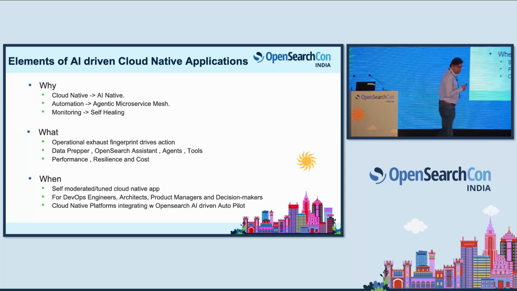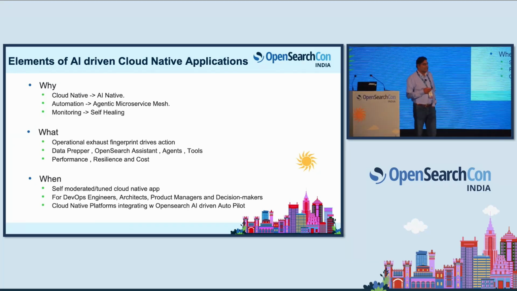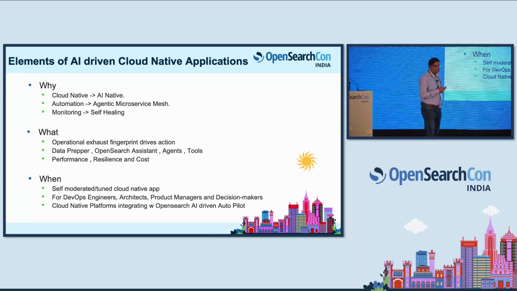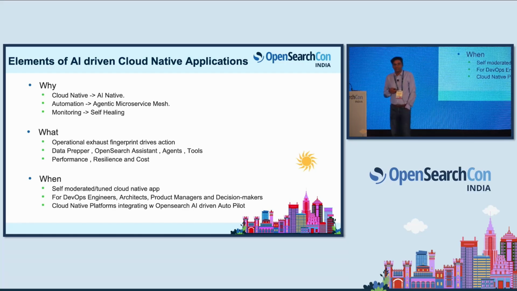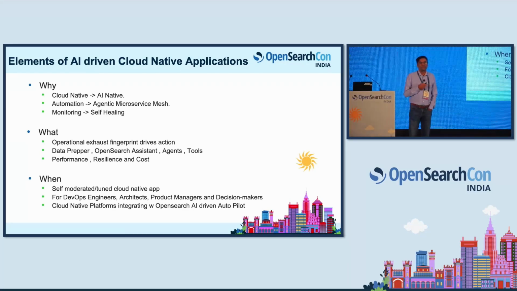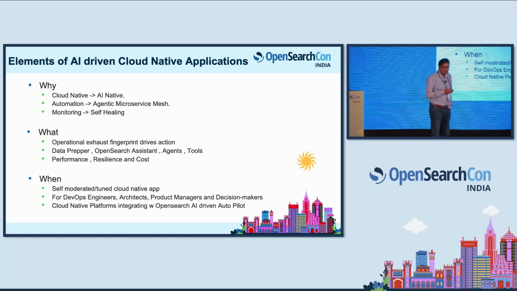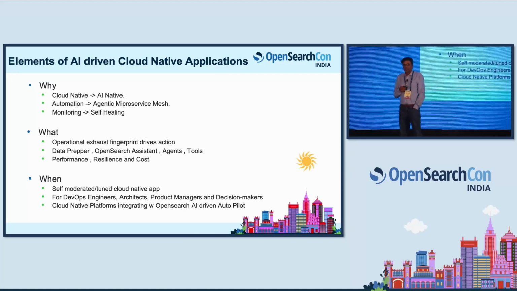Now, what has changed is that cloud native is morphing into AI native as we adopt evolving AI technologies and open source. OpenSearch has made it much, much easier, and we'll see how. Secondly, going from simple automation and workflows, the evolution is leading us towards the agentic microservice mesh.